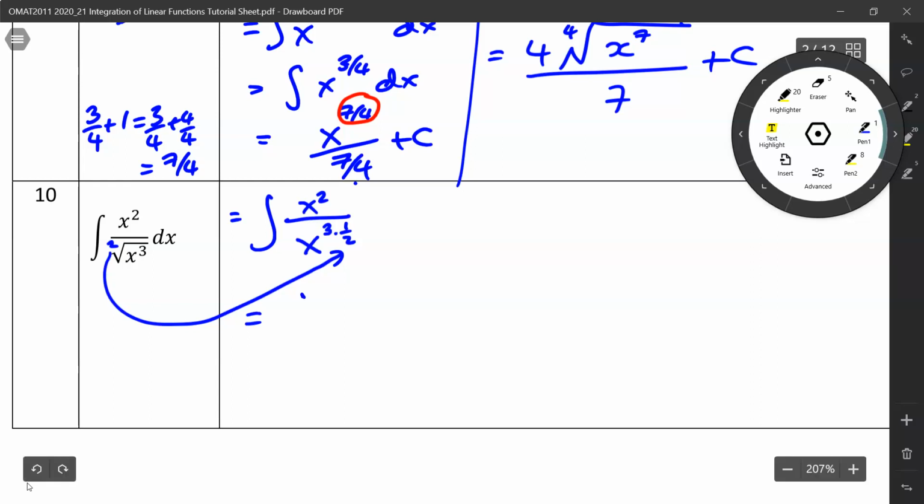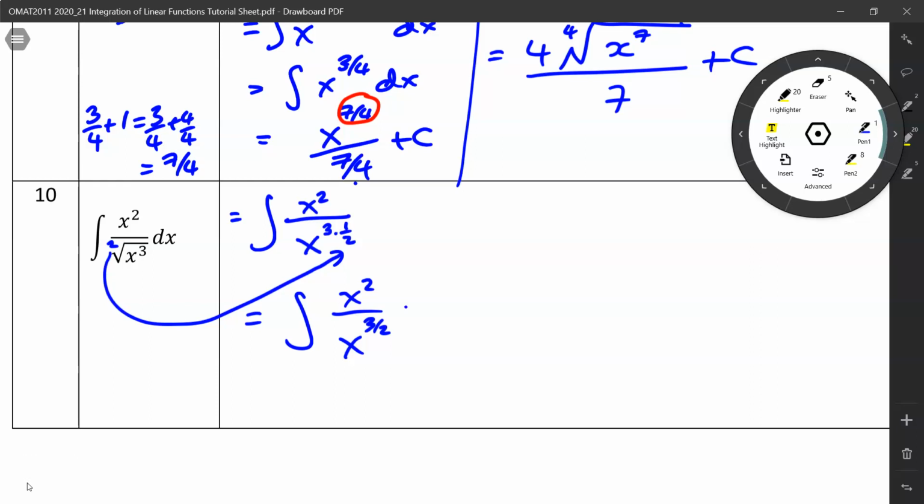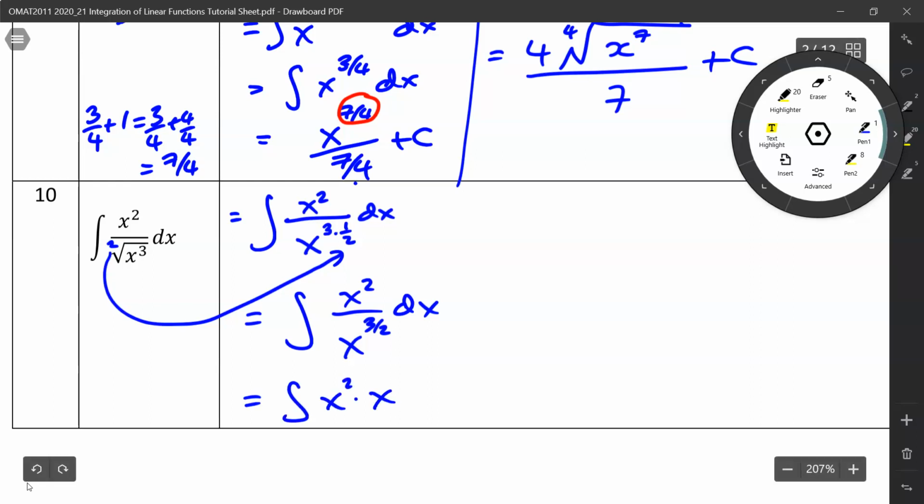So that will give me the integral of x squared times x to the 3 over 2 dx. I have a dx here. And this then will give me the integral of x squared times x to the power of minus 3 over 2, because you bring it up to the top. So the tricky one here is inside the brackets, the x here is cubed. So that is x cubed multiplied, and the square root gives you to the power of a half. Therefore, that's 3 over 2. I then bring it up on top, so the plus 3 over 2 becomes minus 3 over 2.